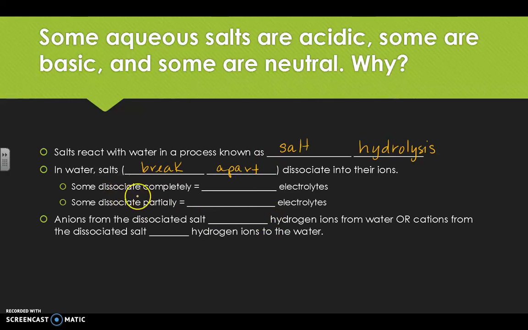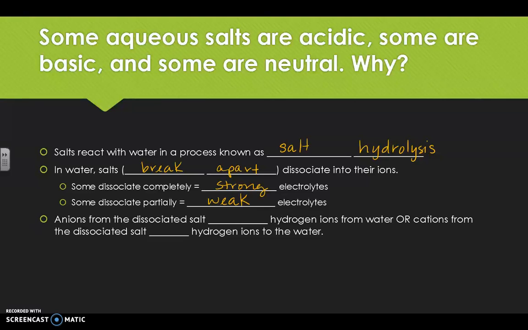So some of them will dissociate completely. We've talked about those. We call those strong acids and strong bases, but we can also refer to them as strong electrolytes. You've heard the word electrolyte every day. You hear about electrolytes being in Gatorade and Powerade and different sports drinks. Those electrolytes are those ions that you need in order to let the muscles function properly, right? Well, some of them are going to dissociate only partially. We call those weak acids, weak bases, or weak electrolytes.